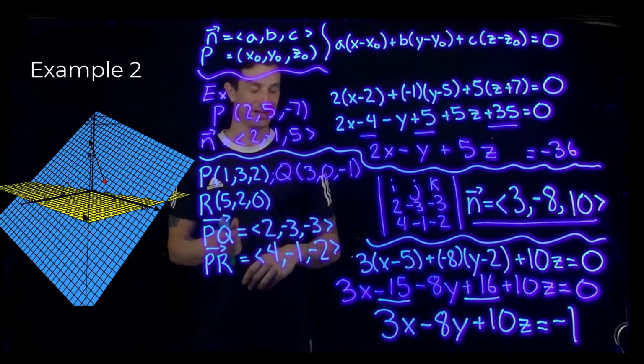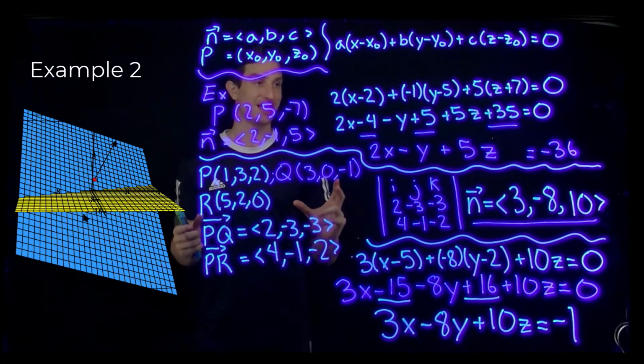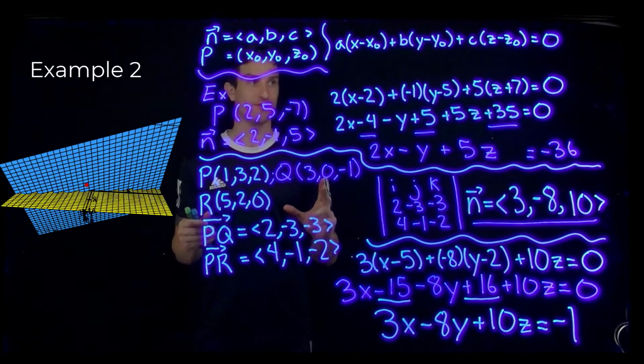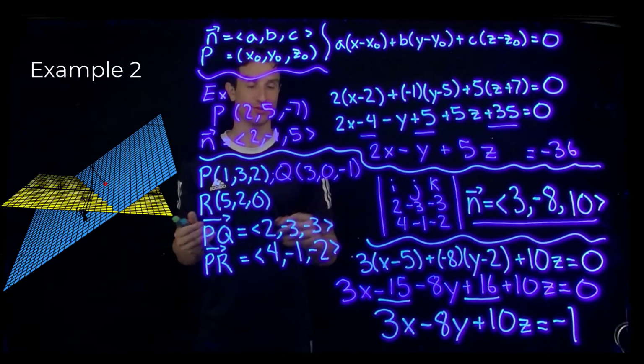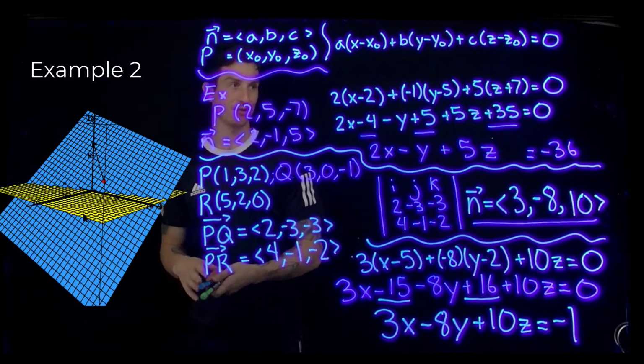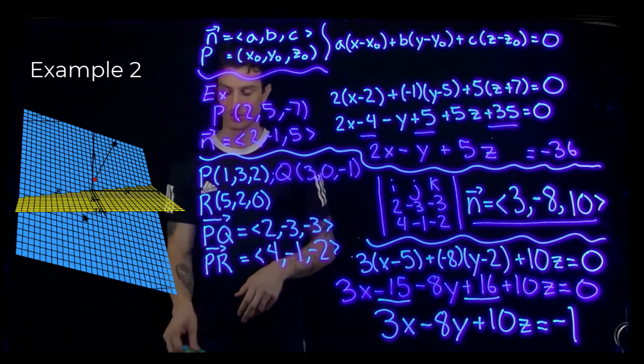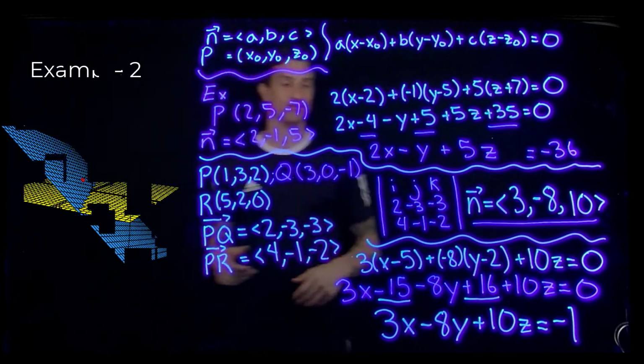We have one more example coming up. We'll talk about the angles between planes, very similar to angles between vectors. We're just using slightly different concepts because of the normal vectors. So I will see you in that example. Thanks, guys.